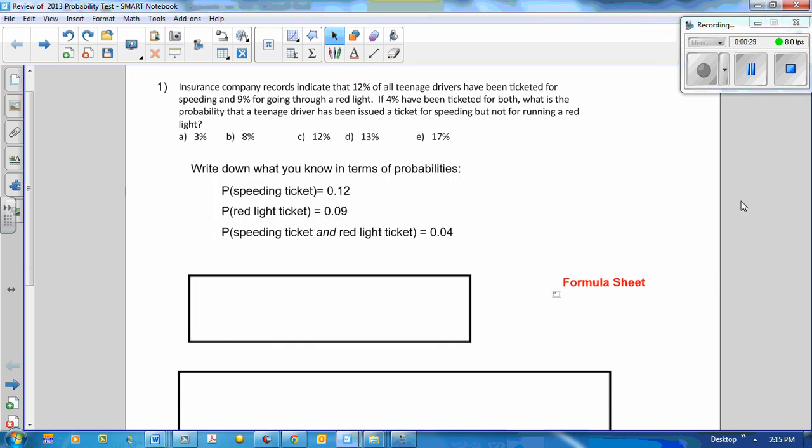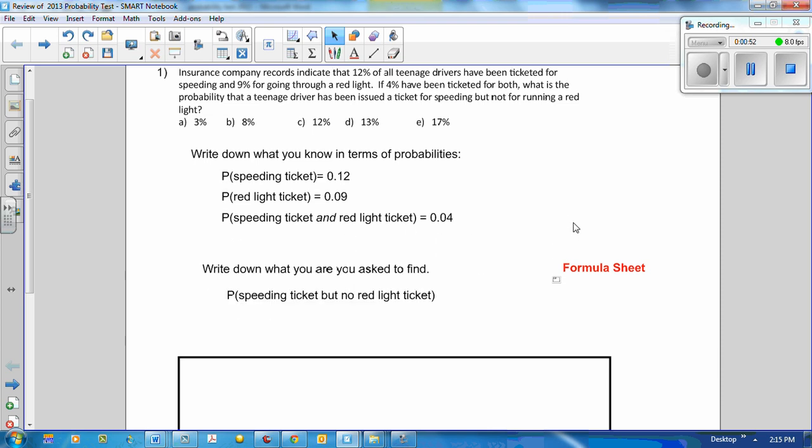Okay, first, write down what you know in terms of probabilities. We were given that the probability of a speeding ticket is 12%, so I wrote that down. We were also given that the probability that the teen got a ticket going through a red light was 0.09, and the probability that they got a speeding ticket and a red light ticket was 0.04.